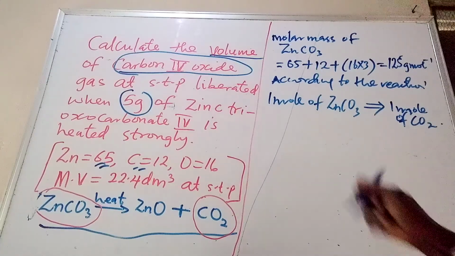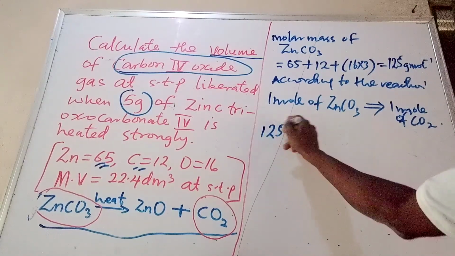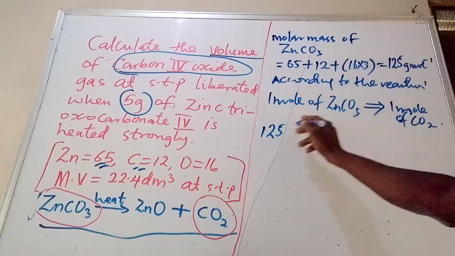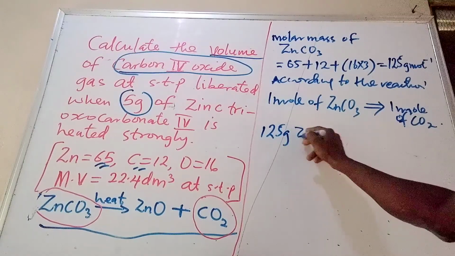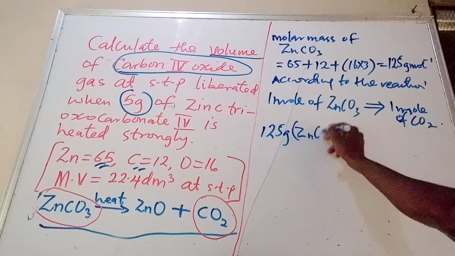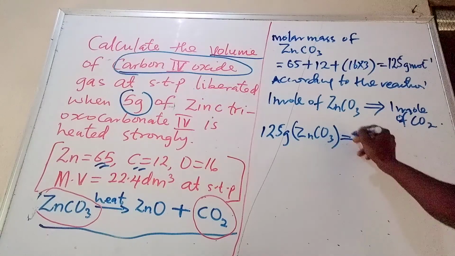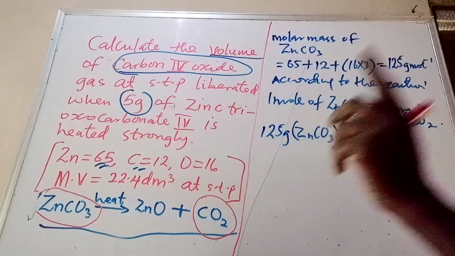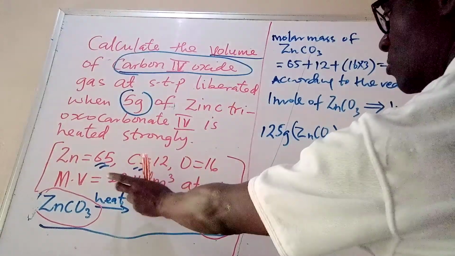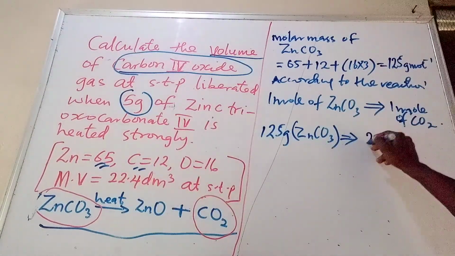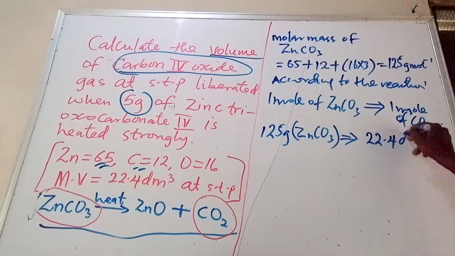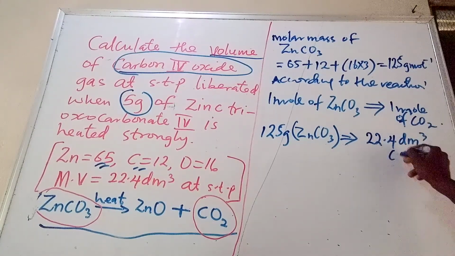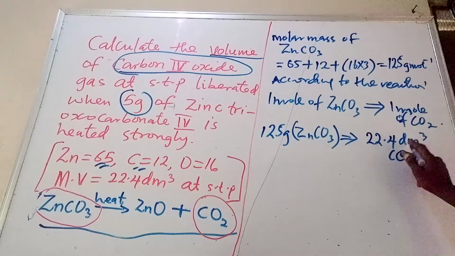Okay, that means 125 grams of zinc carbonate will liberate 1 mole of CO2, and 1 mole of any gas occupies this volume. So that means it will liberate 22.4 dm cube of CO2. Yes, according to this.